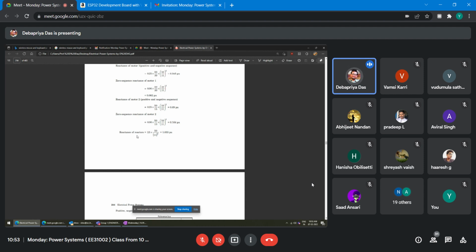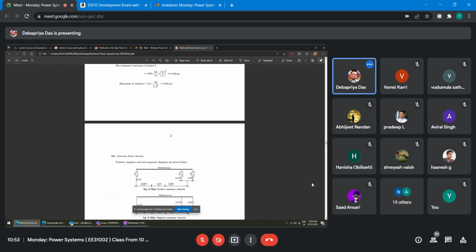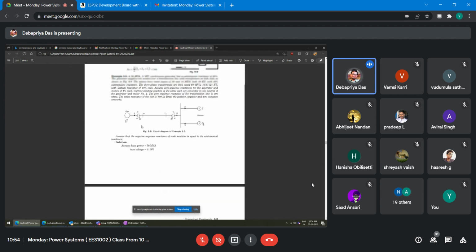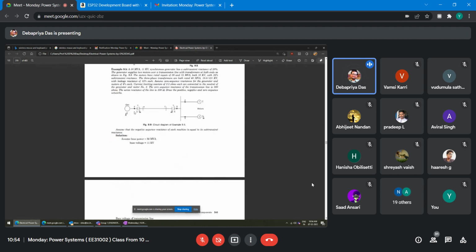And the reactance of the reactor: its base is 50 MVA and 11 kV, so it is 2.5 into kV squared upon MVA. The MVA has gone up, so this much, right? Once you make it, now you have to draw the reference line, and when you do such things, you have to mark all these elements.